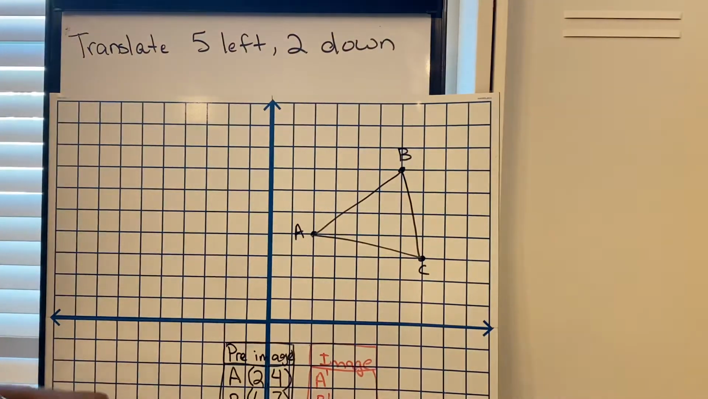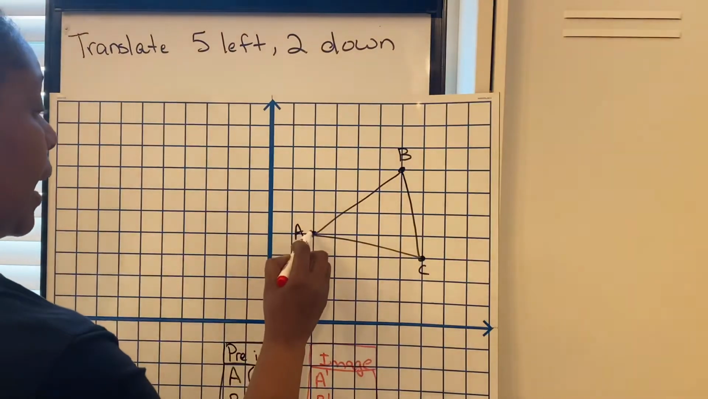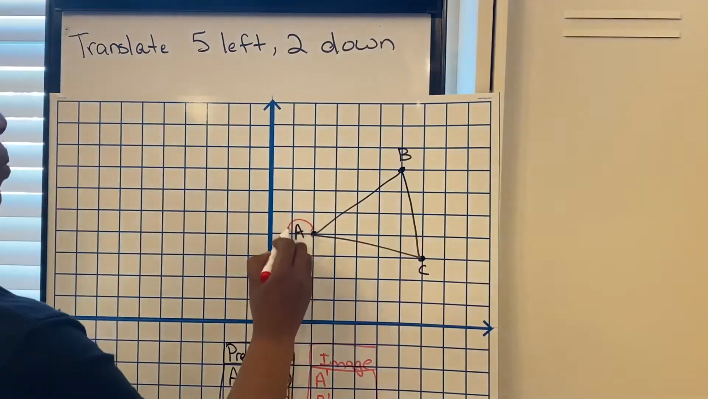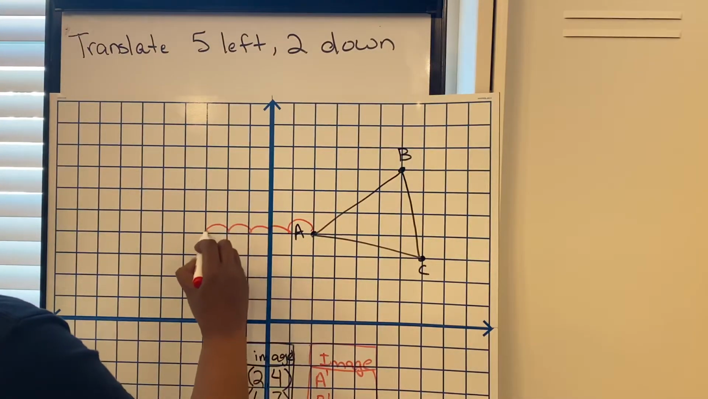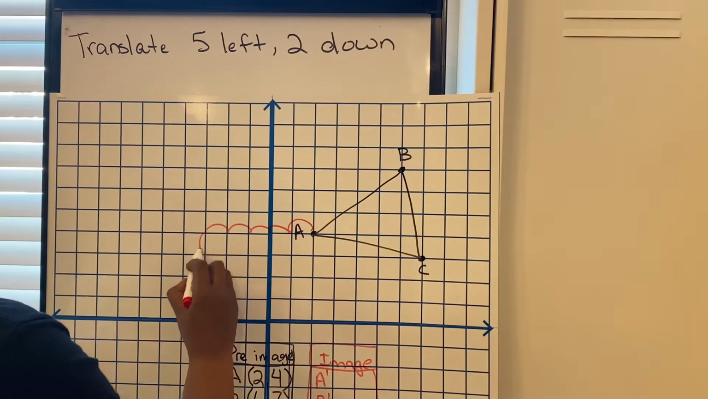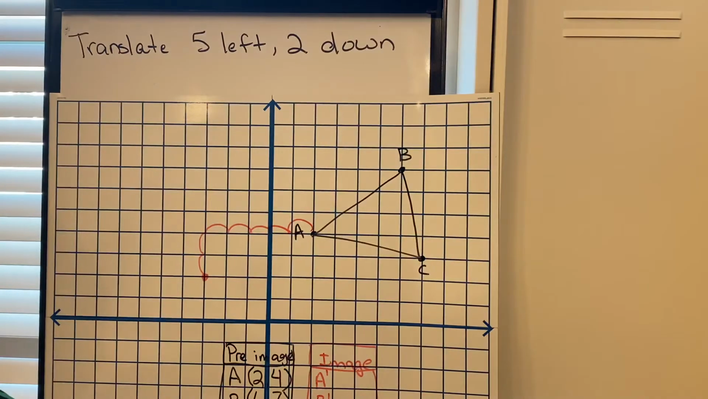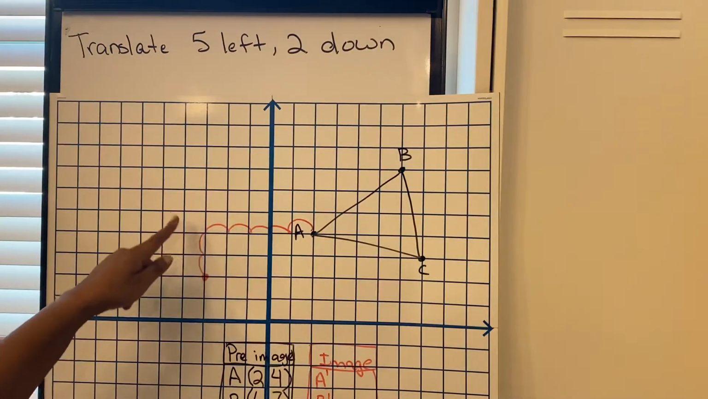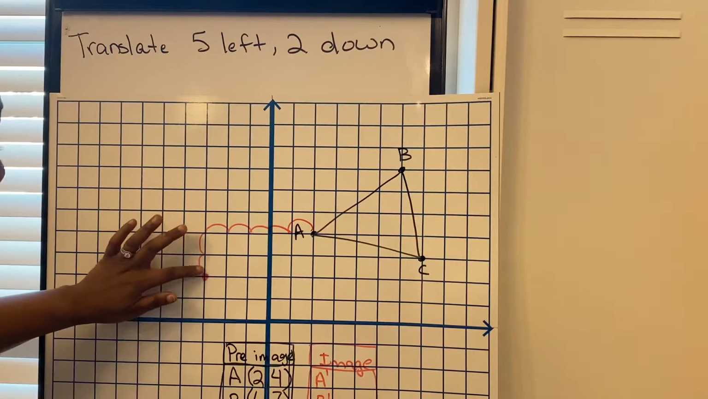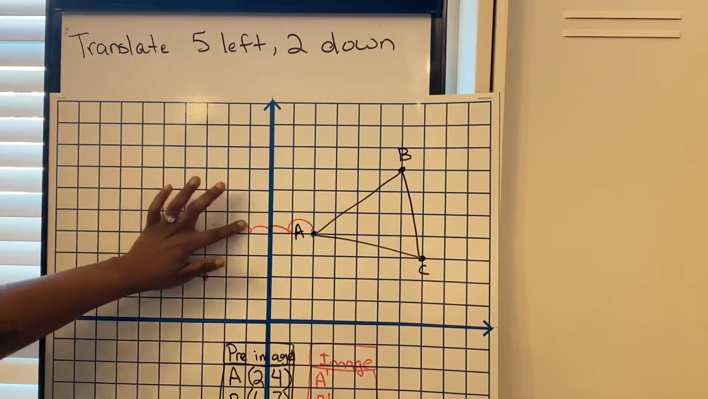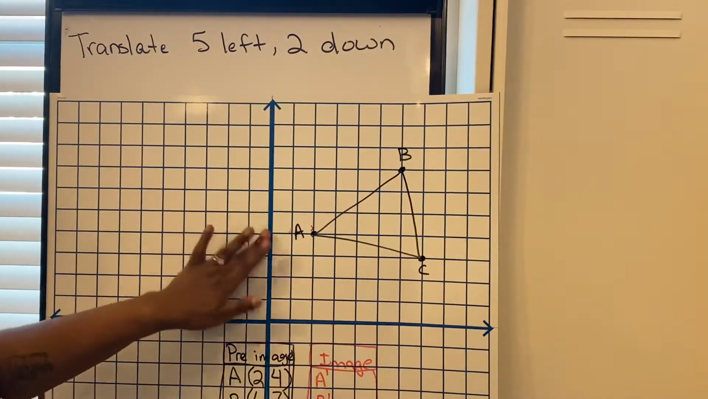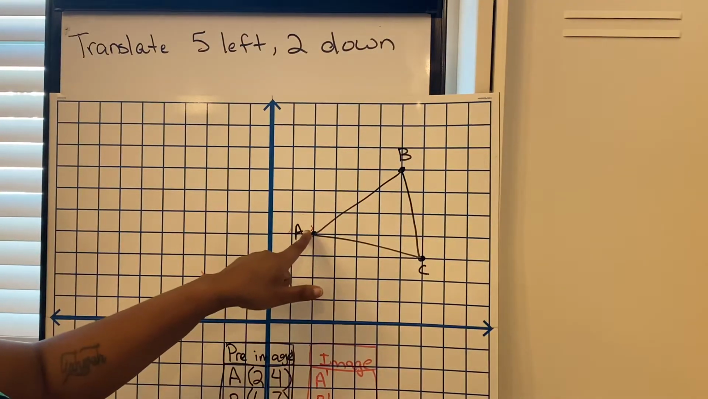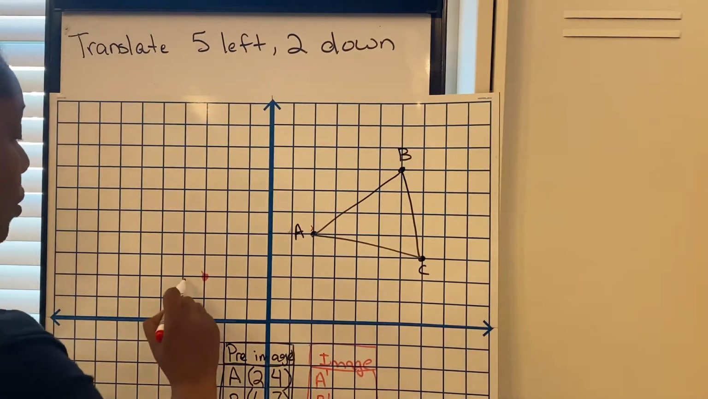Okay. So let's do it. I'm going to take A and I'm going to go 5 units to the left. 1, 2, 3, 4, 5. And then I'm going to go down 1, 2 units. So I went 5 to the left and 2 down. Now, if you don't want to keep these here, you don't have to, but you need to remember where that came from. So if you don't have it on there, that's fine, but you need to remember that you went from here to here and how you got there.